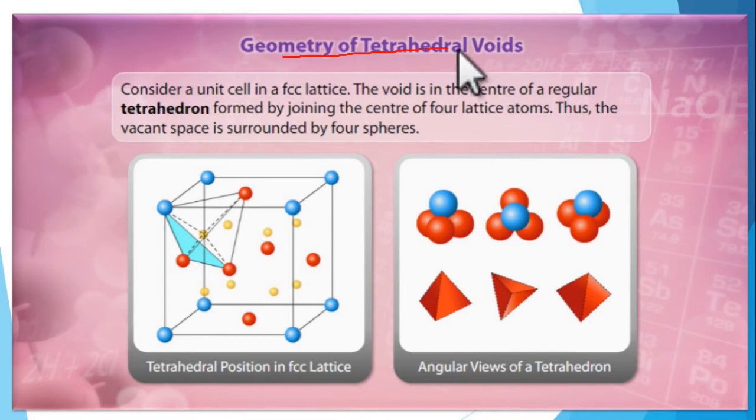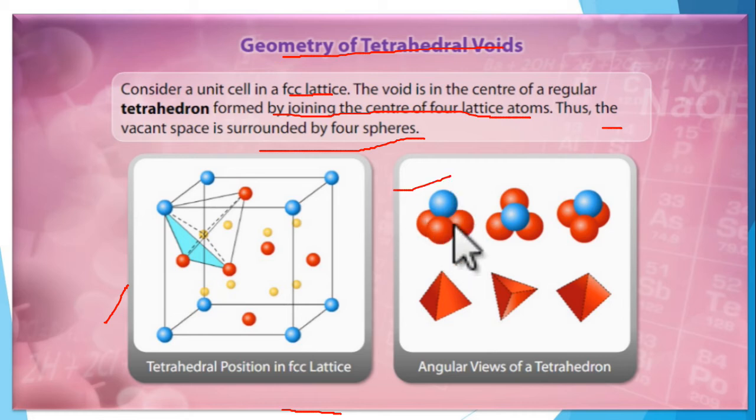Geometry of the tetrahedral voids. Consider a unit cell in an FCC lattice. This is the unit cell of the FCC, face centered cubic lattice. The void is in the center of a regular tetrahedron formed by joining the centers of four lattice atoms. Thus, it is the vacant space surrounded by four spheres. We can see from this diagram: three red spheres of one layer and a blue sphere, a single ball, in the second layer. It is arranged in the angular view of a tetrahedron. This is the angular view of the tetrahedron.